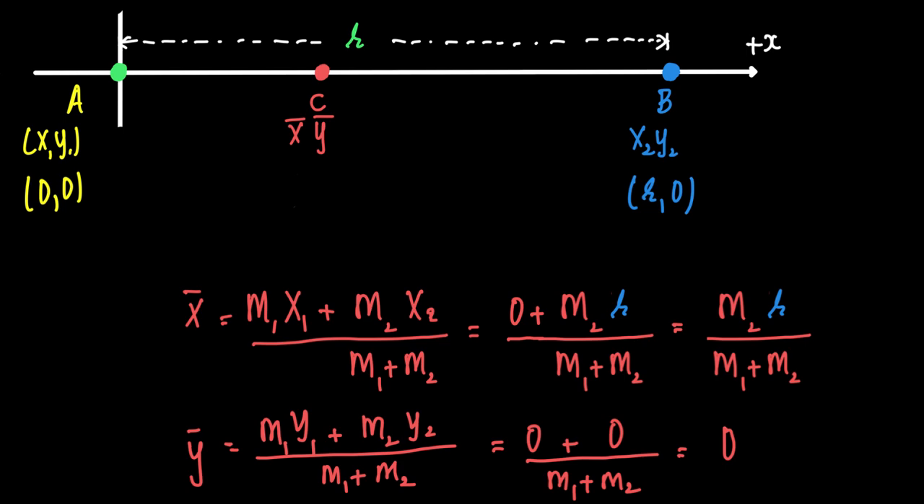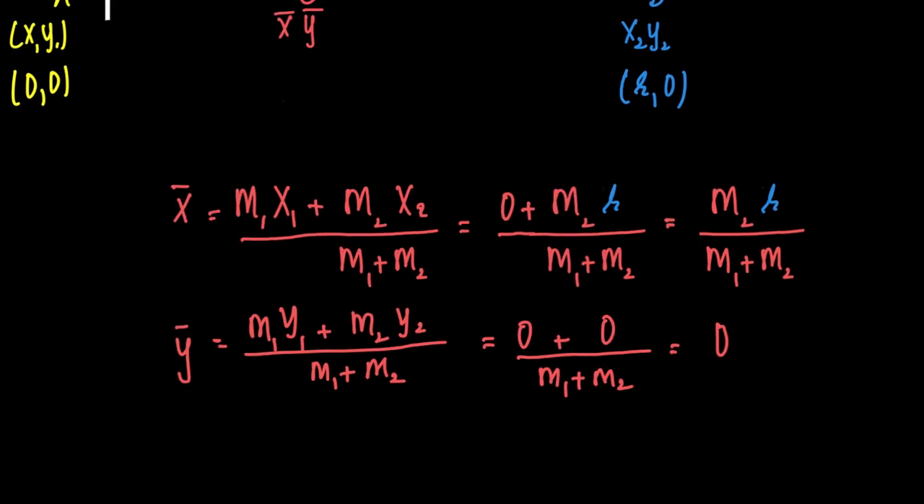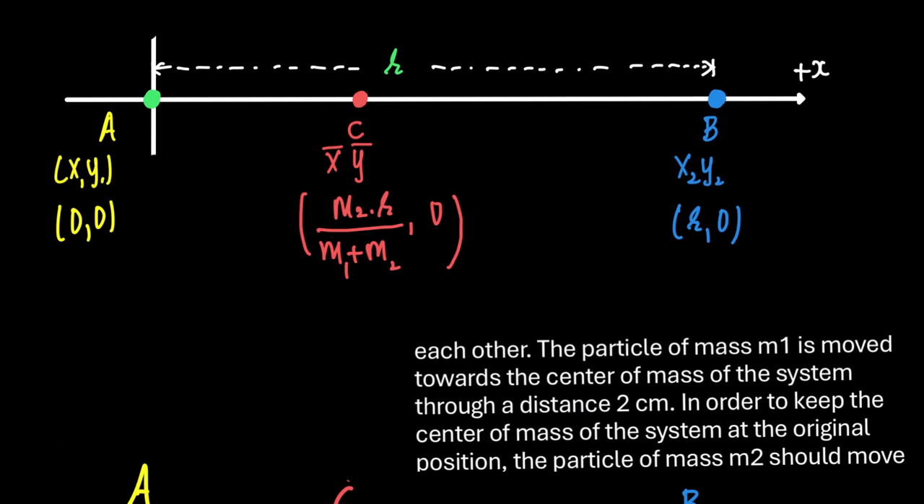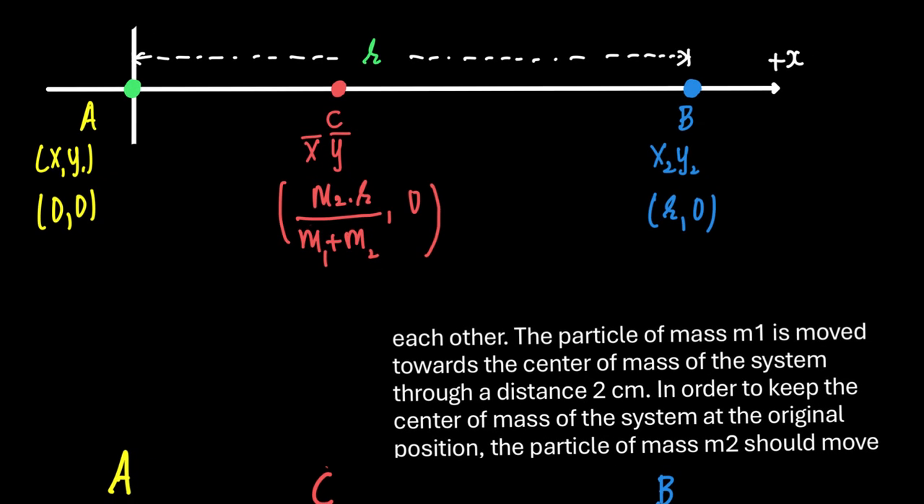Therefore, we can say that this system can be reduced to one with two bodies, two particles, A and B, with the center of mass of A and B being located at m2 r divided by m1 plus m2. Okay. Now let us go to the question.